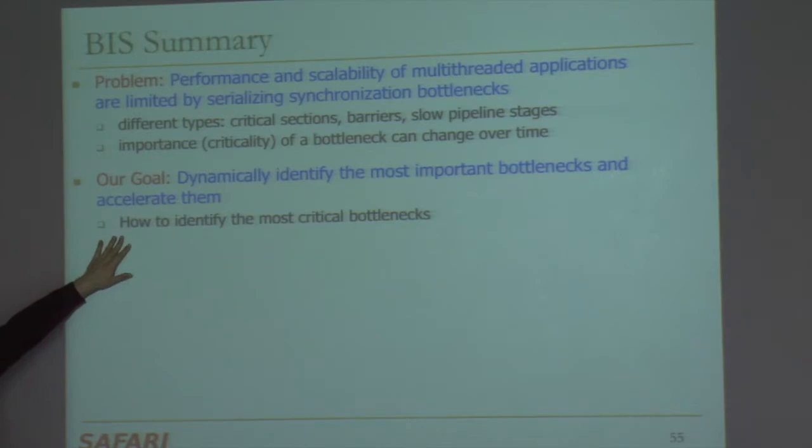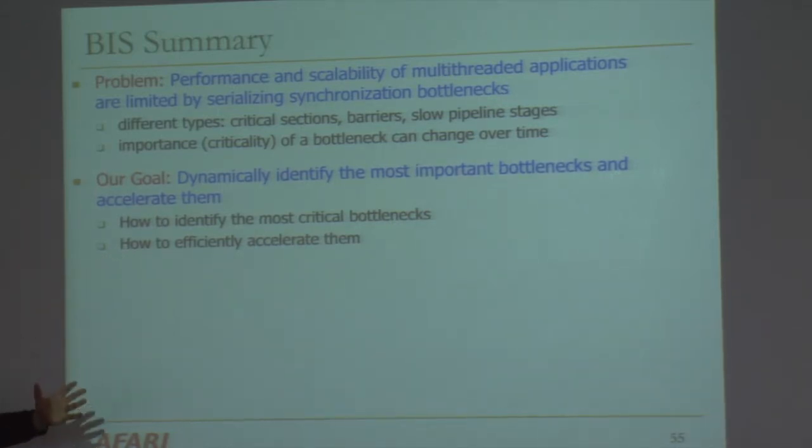So there are two key questions over here. How do you identify the most critical bottlenecks? We'll talk a lot about that. And how do you efficiently accelerate them? Well, we kind of talked about that, right? Heterogeneous multi-core. You ship the bottlenecks to the large core.